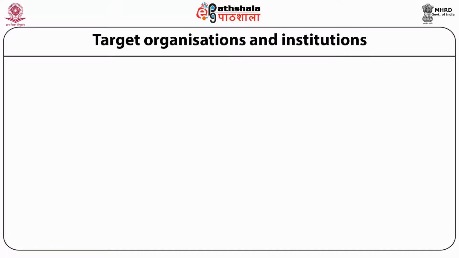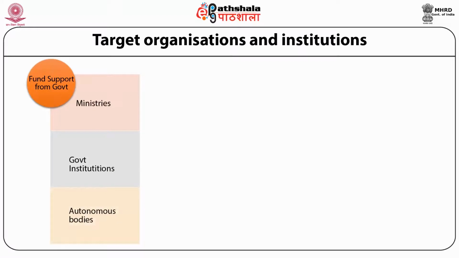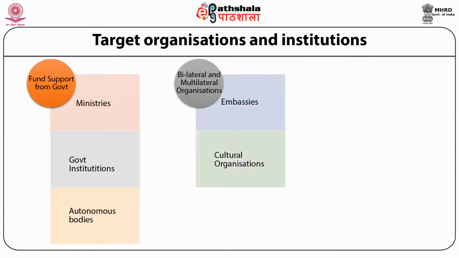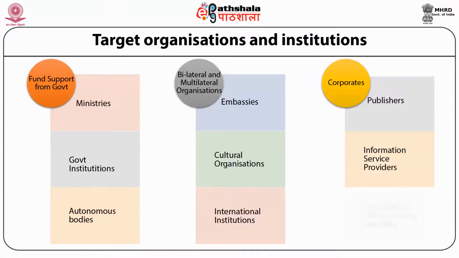Who are going to be your target organizations and institutions from whom you are going to source the funds? Funding support from government, ministries, government institutions, and autonomous bodies. They may join you at different levels. Some join in a collaborative role, some as an associate, some as a knowledge partner, and many more. Or some would give you seed money to start the conference jointly with them. Then bilateral and multilateral organizations like embassies, cultural organizations, international institutions, and corporates like publishers, information service providers, international library service providers. All of them would be approached for sourcing of the fund.